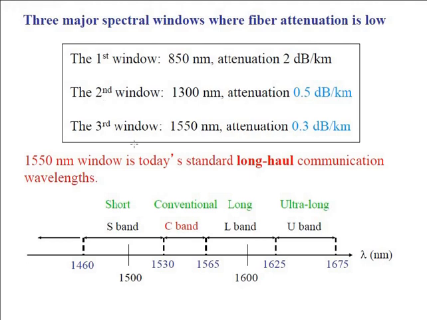So we have seen the 3 major windows. The first window is at 850 nanometer, and the attenuation is about 2 dB per kilometer. The second window is at about 1300 nanometer, and the attenuation is about 0.5 dB per kilometer. And then the third window is at 1550 nanometer, and the attenuation is about 0.3 dB per kilometer. Okay.